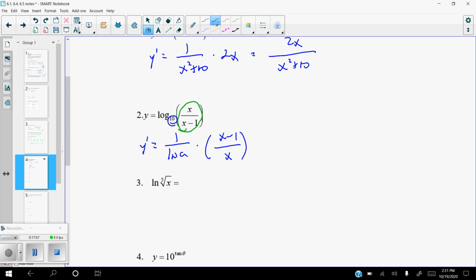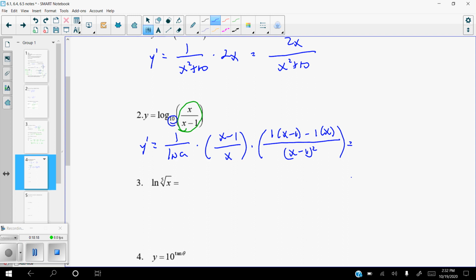So now I have to multiply this by the derivative of x over x minus 1, which itself is a quotient rule. So it's going to be the derivative of the top times the bottom, minus the derivative of the bottom times the top, all over bottom squared.